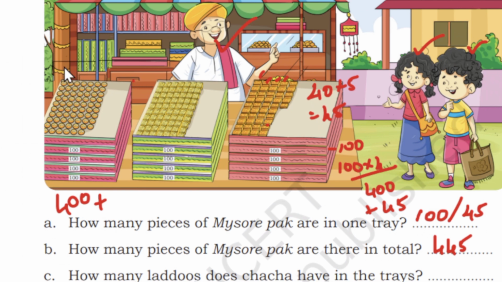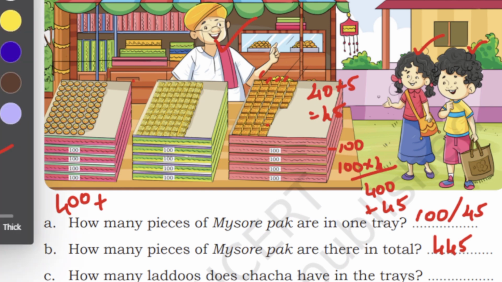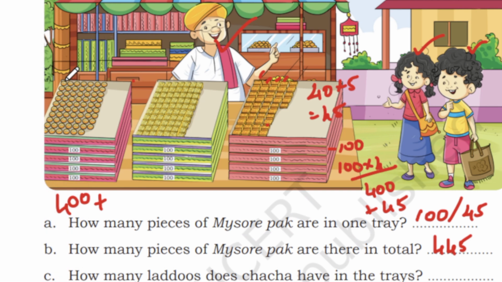I'm going to change the pen color to be a little clearer. So we have 1, 2, 3, 4, 5, 6. So we have 6 full rows, which is 60, because we already know in one row we have 10 laddus. So 10 into 6 is 60.